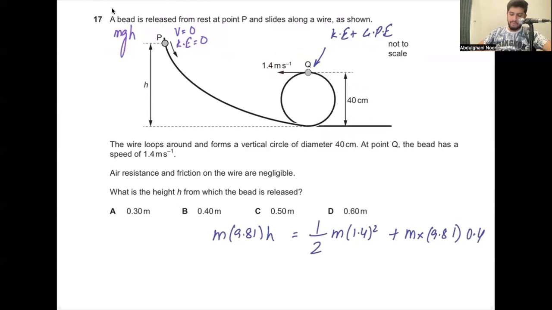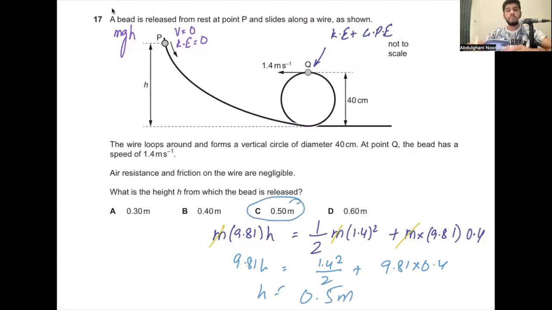Now, even though we don't have the mass, the mass gets cancelled out because it's an unknown on both sides of the equation. So it will cancel out. 9.81 h is equal to 1.4 squared upon 2 plus 9.81 into 0.4, and h is equal to, what is the answer? 0.5 meters. h is equal to 0.5 meters.